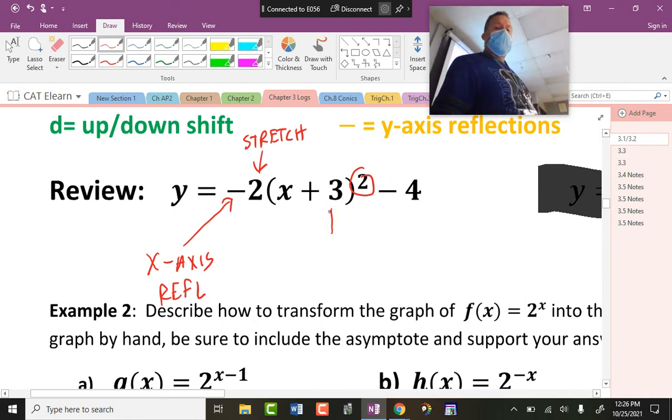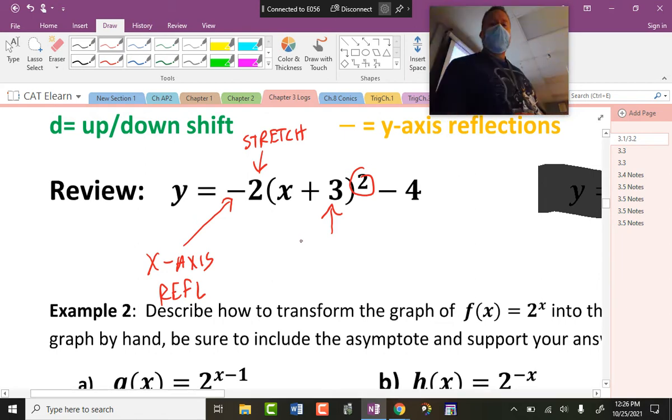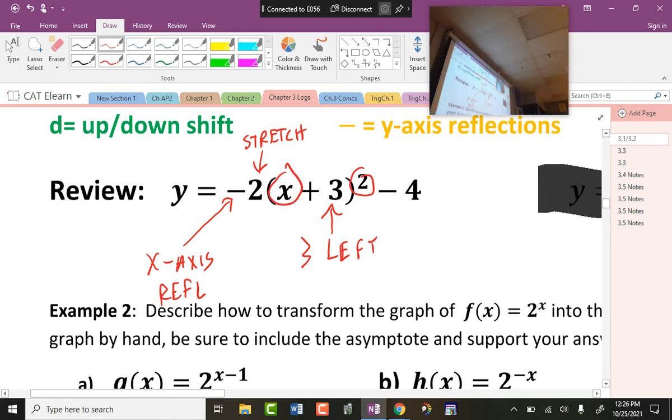This is 3 to the... 3, 2, 1, go. Ooh, I heard a couple different things there. That's 3 left. We have to remember opposite on the inside. This does move it 3 left. Or, what do I have to plug in to make this 0? That's how I approach that. What number do I have to plug in there to make this 0 on the inside? -3. -3 is 3 to the left.